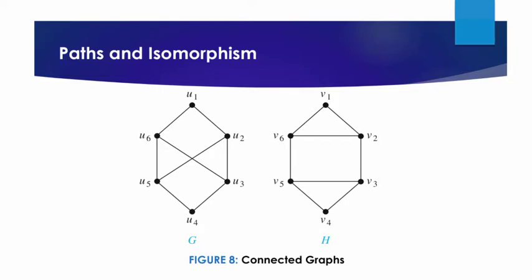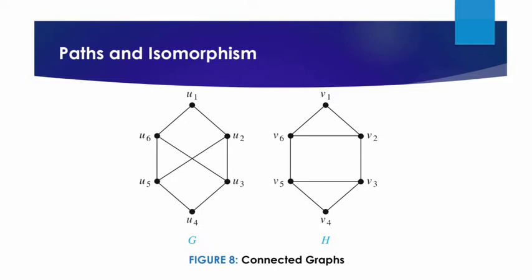Both G and H have 6 vertices and 8 edges. Each has 4 vertices of degree 3 and 2 vertices of degree 2. So the three invariants, the number of vertices, number of edges, and degrees of vertices, all agree for the two graphs. However, H has a simple circuit of length 3, namely V1, V2, V6, and V1, whereas G has no simple circuit of length 3, as can be determined by inspection.